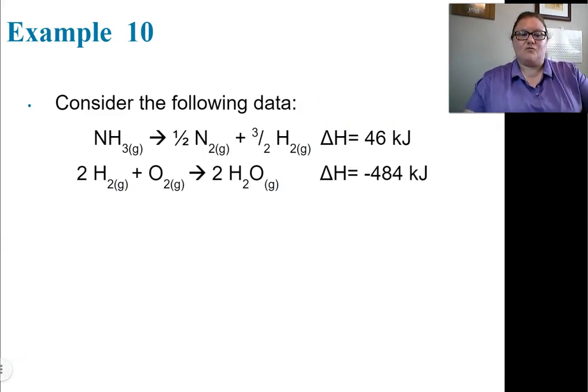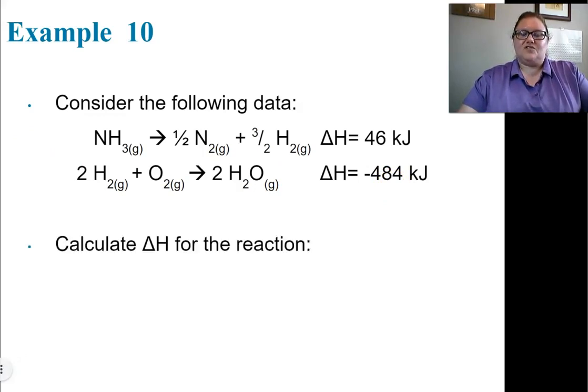All right. We're also given a second step. We have the formation of water. Okay, so this is a synthesis reaction with hydrogen. We have 2 moles of hydrogen reacting for every 1 mole of oxygen. And as a product, we're getting 2 water molecules. Then we're given the delta H for this synthesis reaction as negative 484 kilojoules.